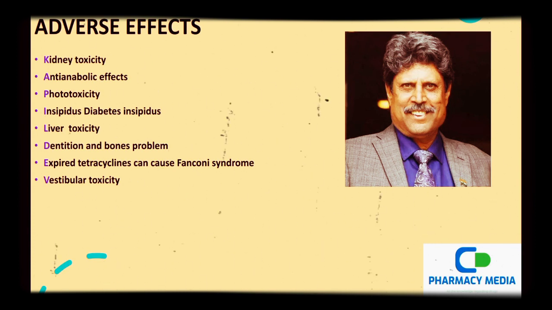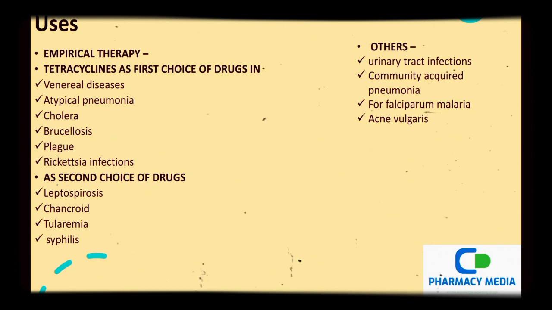Now let's see a brief view of the uses. It is used as an empirical therapy. Why is it known as empirical therapy? Because it is a wide spectrum antibiotic which is effective against most kinds of bacteria. I'm not saying fungi and viruses are included. Let's see where it is used as a first choice of drug. It is used as a first choice in venereal diseases. What are venereal diseases? Like chlamydial nonspecific urethritis or endocervicitis, lymphogranuloma venereum and granuloma inguinale. These are some of the venereal diseases where tetracyclines are used as the first choice of drug.